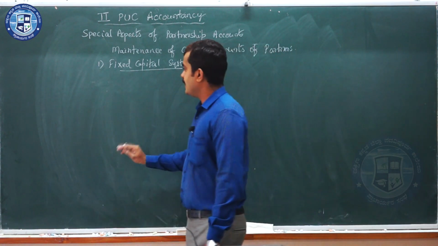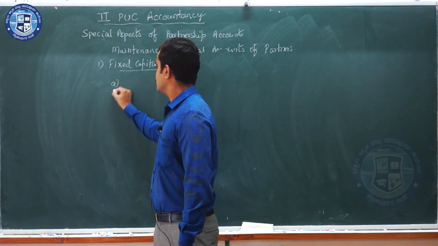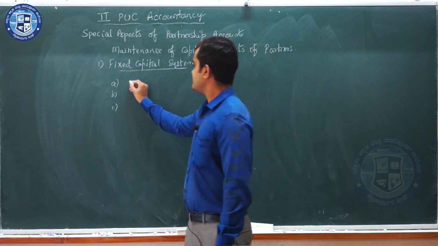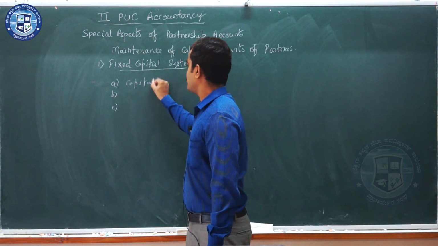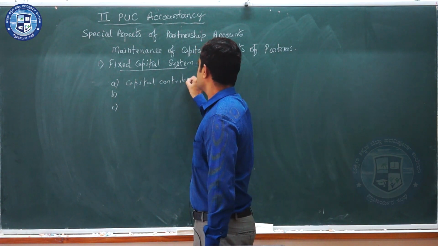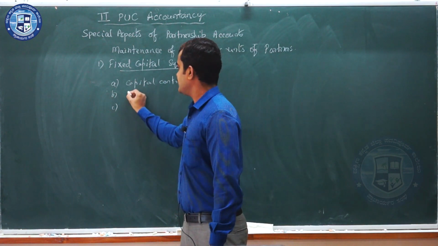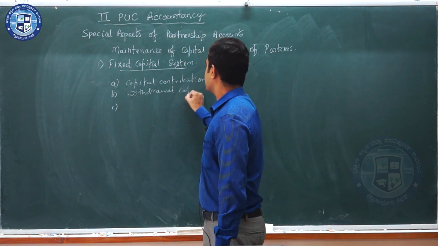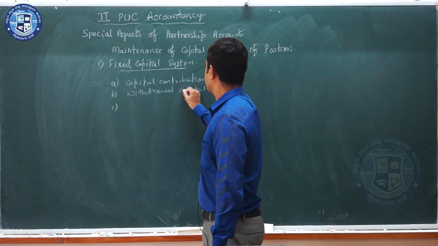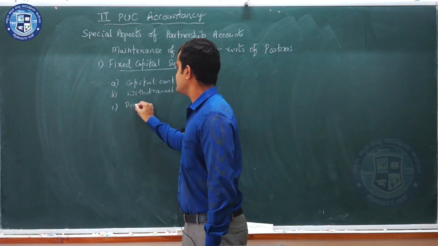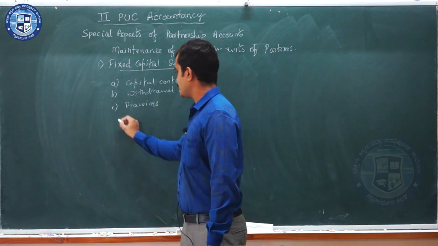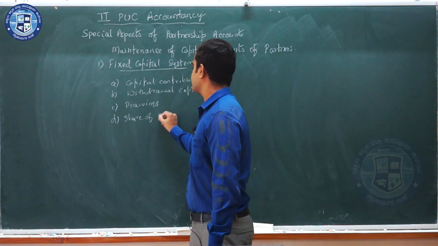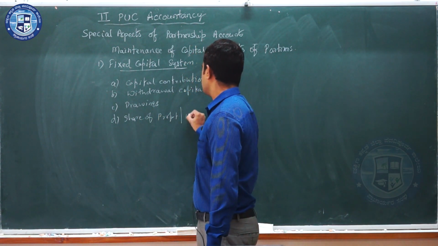So again we have to list the transactions. Let me list out all those 7 transactions. The first is capital contribution by partners. Second one is withdrawal of capitals by partners. Third one is drawings. Fourth one is share of profit or loss.